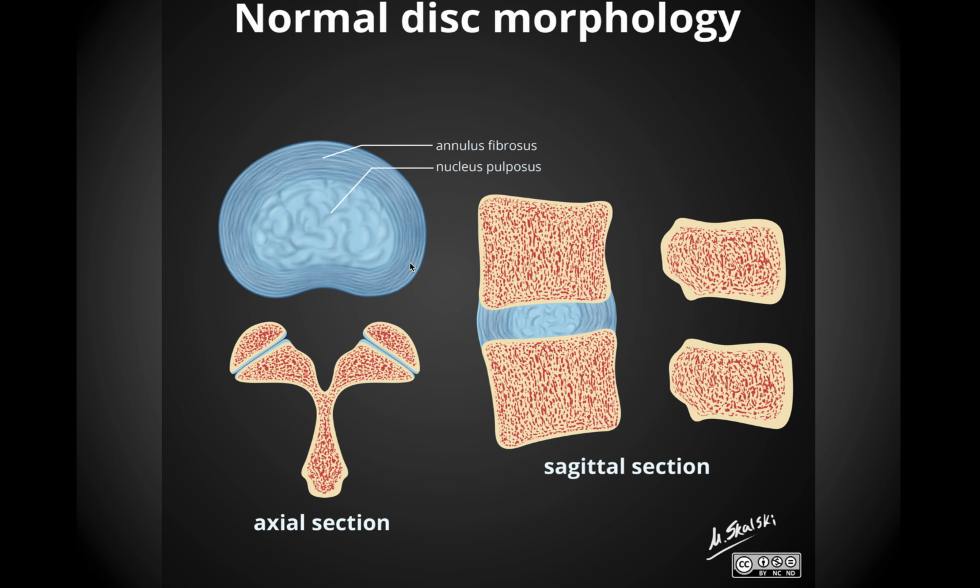So looking at the normal disc morphology, hopefully we remember that the annulus fibrosus is the outer fibrocartilaginous structure with the Sharpey fibers, a cartilaginous, collagen-based structure, whereas the nucleus pulposus also contains collagen fibers, but it also has a large amount of glycosaminoglycans, or GAGs, and that's going to be what allows it to bind large volumes of water.